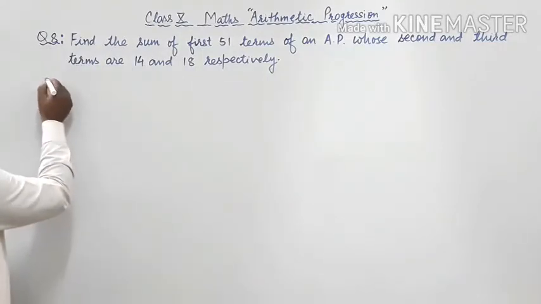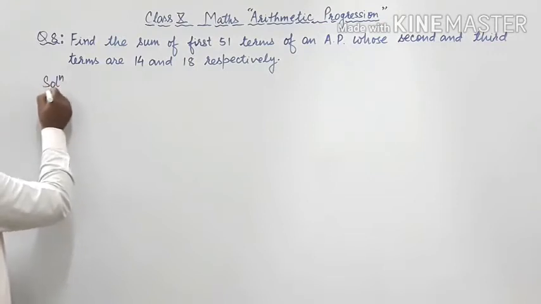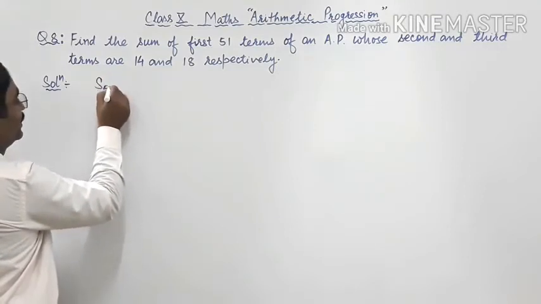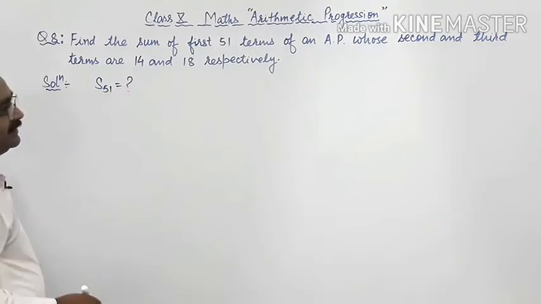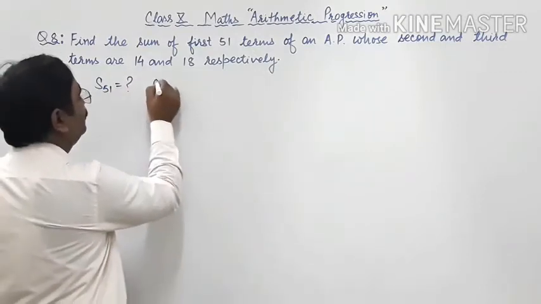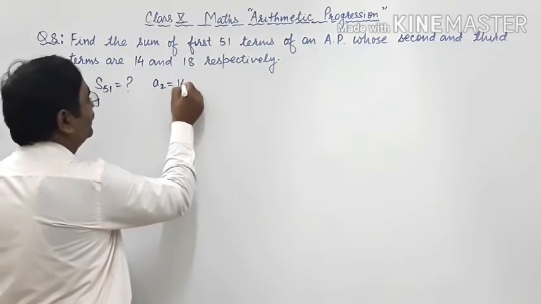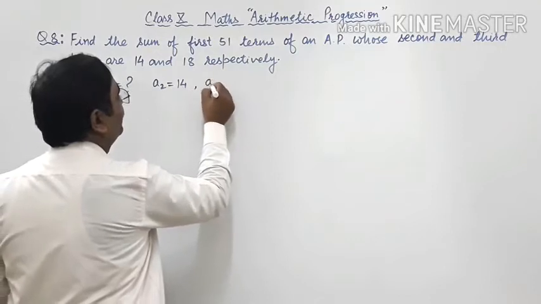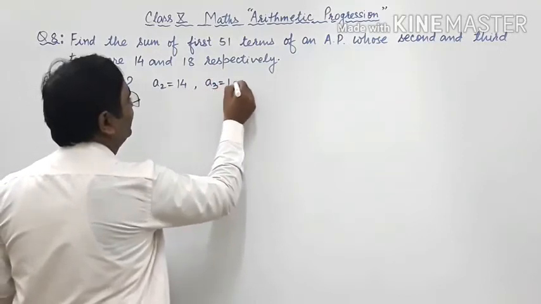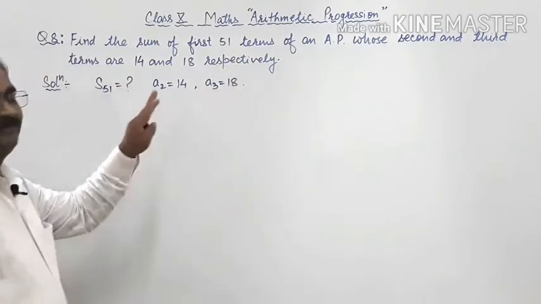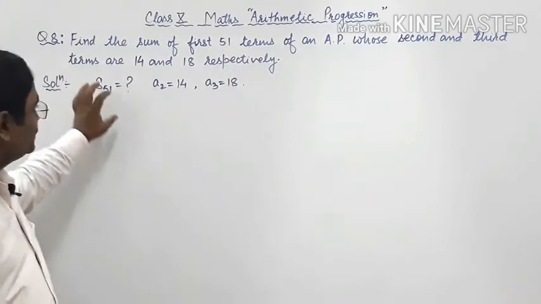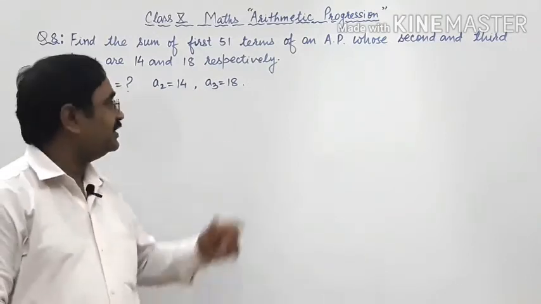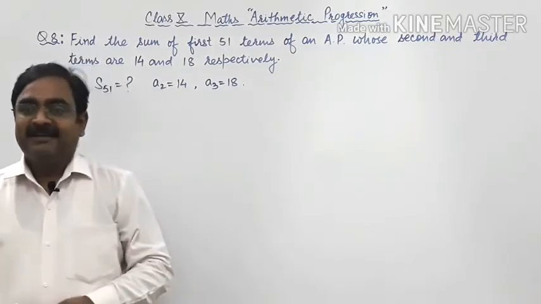In this question, it is given that we need to find S51. The second term, A2, is given as 14, and the third term, A3, is 18. So we have two pieces of information, and the third is what is being asked. We have to start with these two given pieces of information.